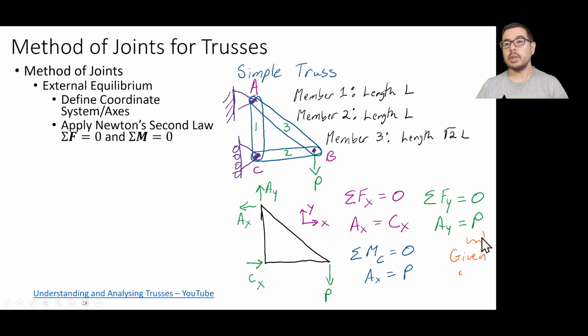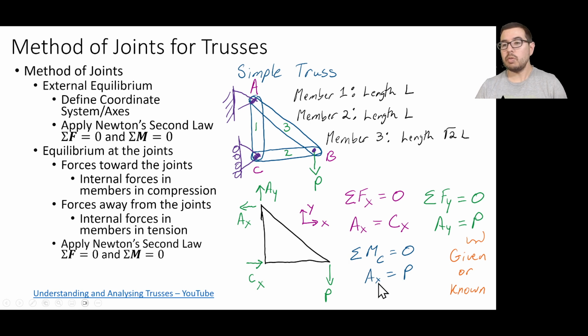In this problem, the given is P. That's what we know. Now, what should we do to solve for some of these unknowns in the members? Because we've already done this, look, we have P here. We have AY, right? We have AX equals P, and we have AX equals CX. So this is a nice problem in the sense that at least the external forces on the system are now defined and understood. But we're interested in the forces within these truss members.